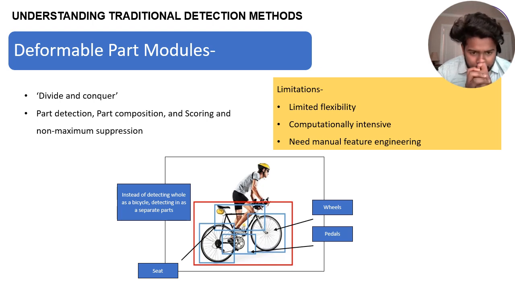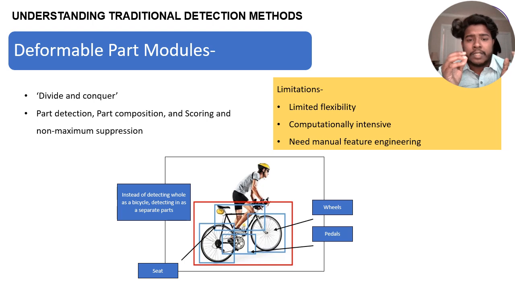As you can see from the image, this is the one image from which we need to extract the features. But this method specifically extracts different features from the image by different parts. You can see that this method can detect seat, pedals, wheels. Because of that, the accuracy of the object detection improves. This method has three parts for object detection: one is the part detection, part composition, and scoring and non-maximum suppression.